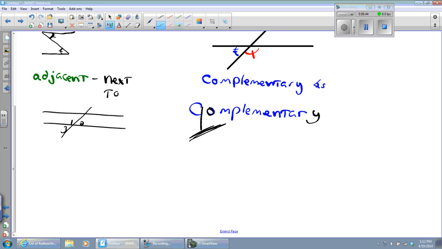Supplementary angles are two adjacent angles whose sum is 180 degrees. And you guessed it, there's a little 180 hiding in here. Ooh, I see the 8. I see the 0. Oop, the 1 must be invisible. 180 degrees for supplementary. Let's go and see how we use this.